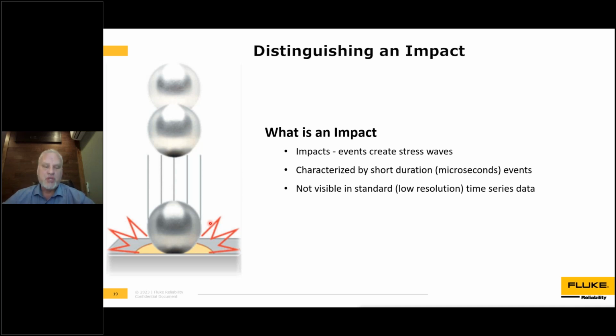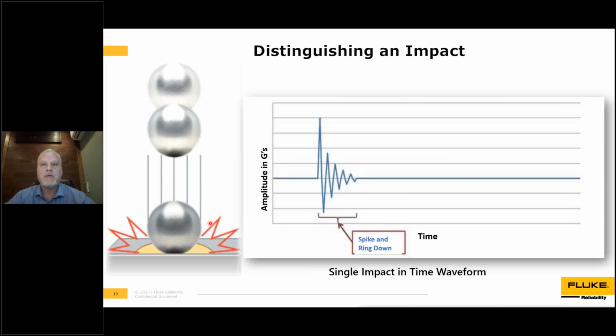They're characterized by short duration microsecond events, and they're not visible in standard time series data sets. So if you're not sampling fast enough, you're not going to see them. Why not? The anti-aliasing filters will pull them all out before you ever get a chance to see them. They're doing their job. This Nyquist criteria thing I talked about is really why we don't see these things, because they're pulled out of the data. And I'm going to give you several examples of that.